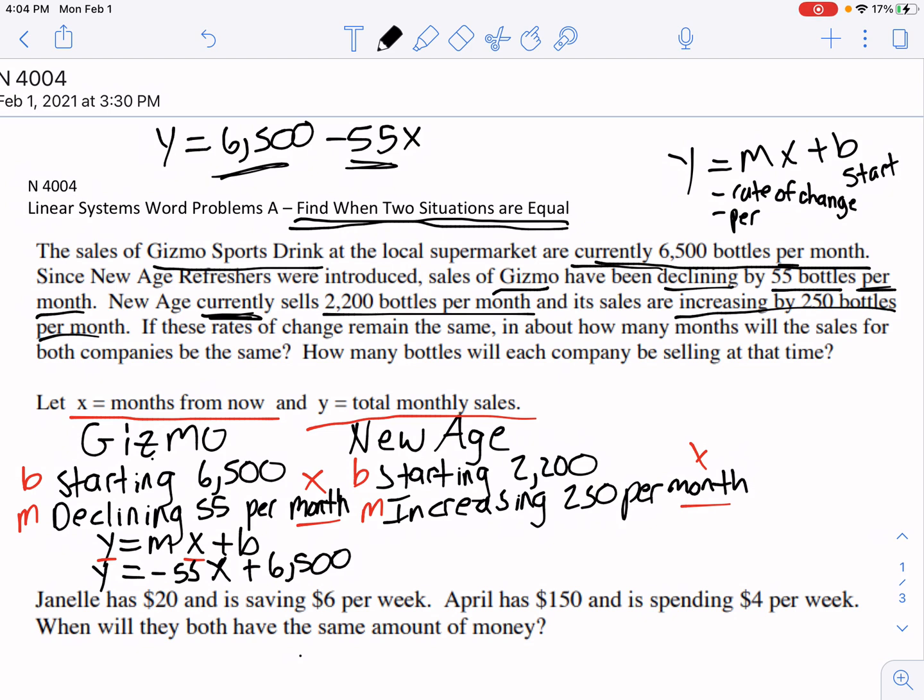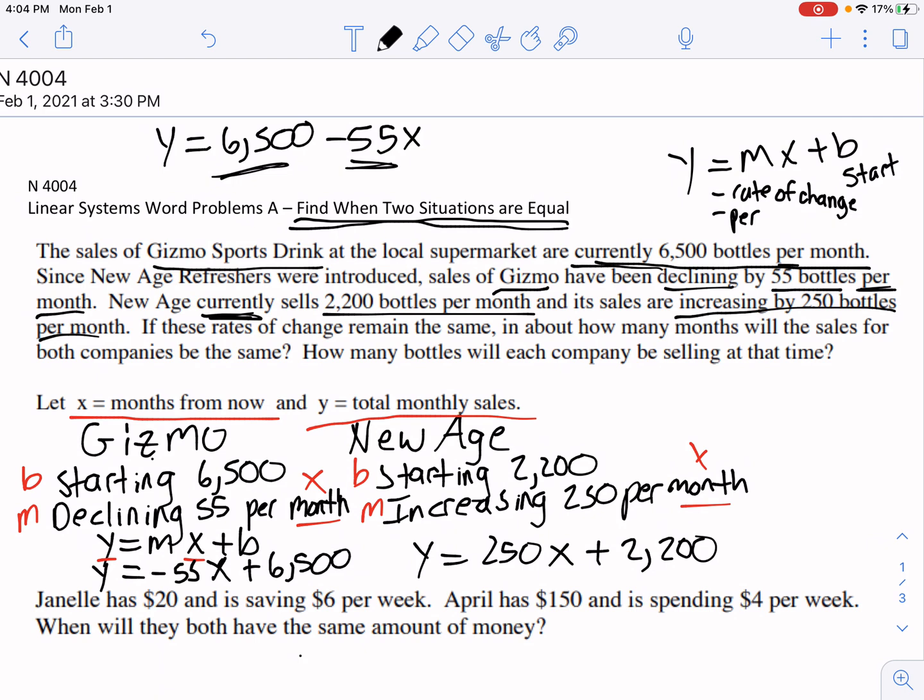Negative 55x for the number of months plus the amount of bottles that we started with that month. Then the second guy again, total monthly sales is equal to, we're starting with 2,200, but our rate is increasing by a positive 250 per month plus what we started with, the 2,200. Okay, so these would be my two equations that represent what we have. We started with, and then what we're increasing or decreasing by.